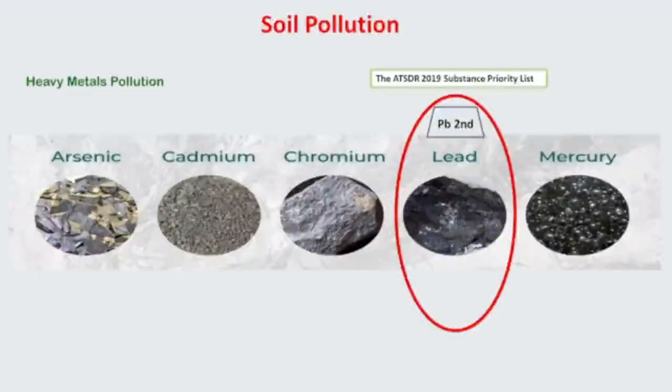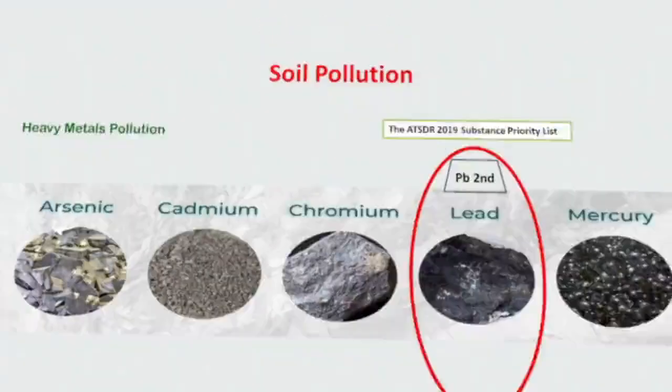Soil is contaminated by organic and inorganic contaminants. Inorganic contaminants particularly include heavy metal pollution, which includes various metals like arsenic, cadmium, chromium, lead, and mercury. Among different heavy metals, lead is of great concern. Lead is listed at number 2 in the ATSDR 2019 substance priority list.